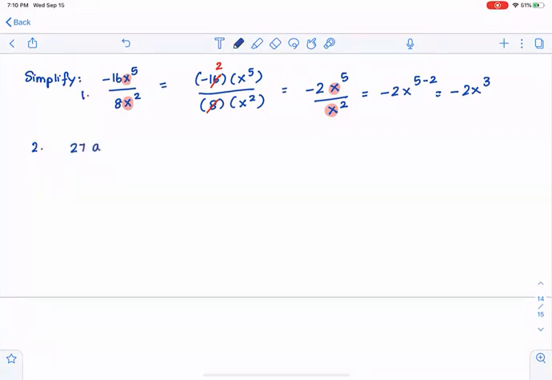Another example. So we have 27a cubed, b cubed, c squared divided by 3ab squared. If you can solve this directly, that's fine. If not, you can take the parentheses approach.